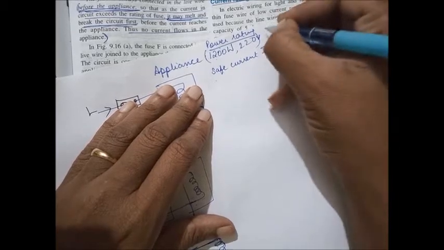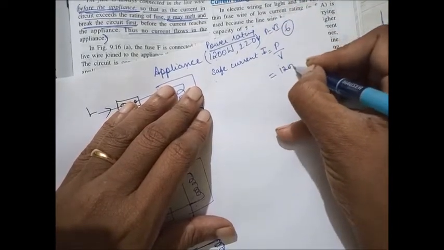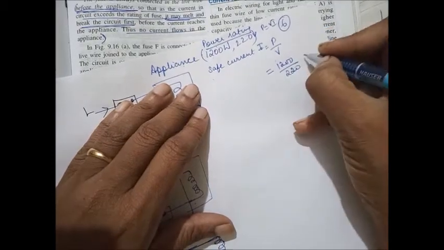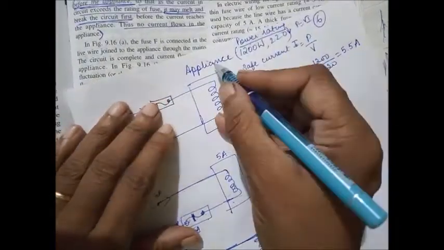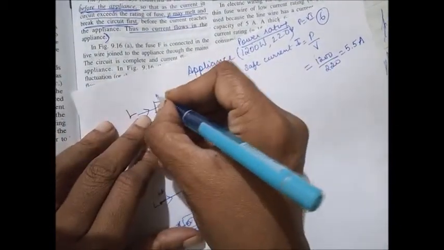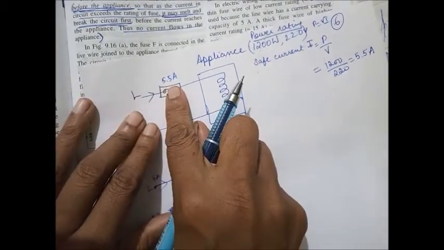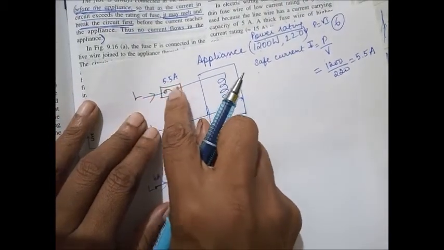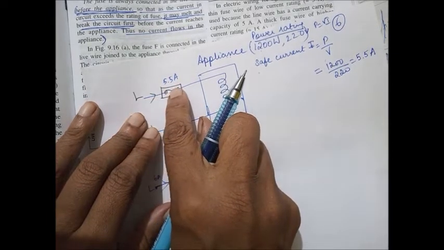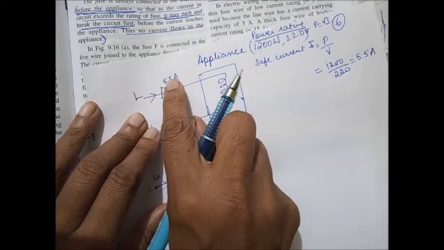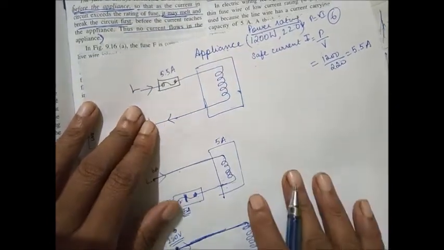So safe current I will be P by V. P is equal to VI. So I is equal to P by V. So 1200 upon 220. I think it will come up to 5.5 ampere. So for this appliance, they will put a fuse wire of current rating 5.5 ampere. That means this fuse wire will not melt till 5.5 ampere. Whenever the current crosses 5.5 ampere, it will melt and it will open the circuit, in the sense current will no more be able to flow through the appliance.